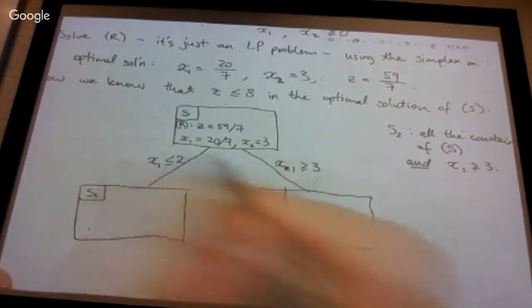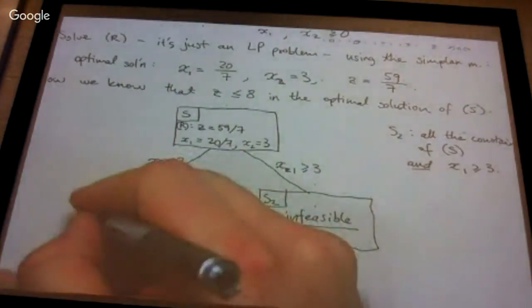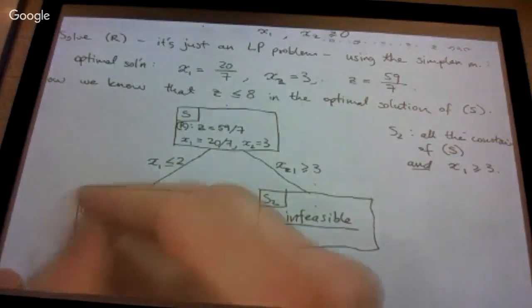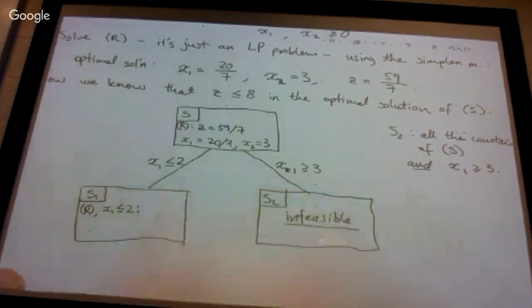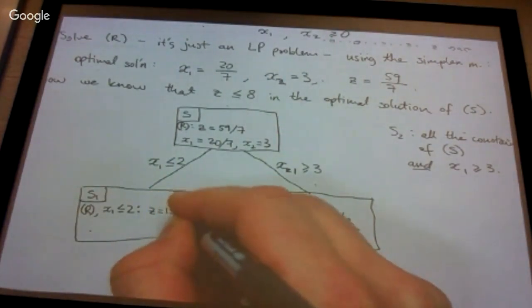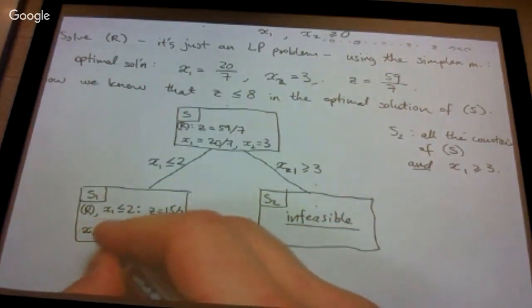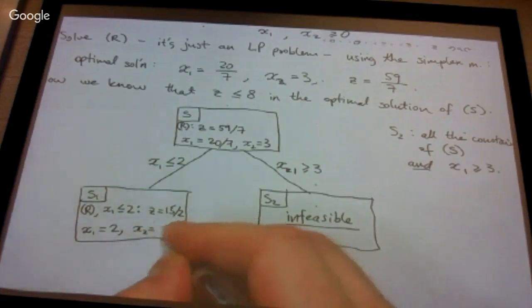So what we do is we call this S1. So if we do the R, oh, I didn't say why I call it R, and you add that constraint, it turns out that in this case, the optimal solution is going to be Z is going to be 15 over 2, and x1 is going to be 2, and x2 is going to be 1/2.